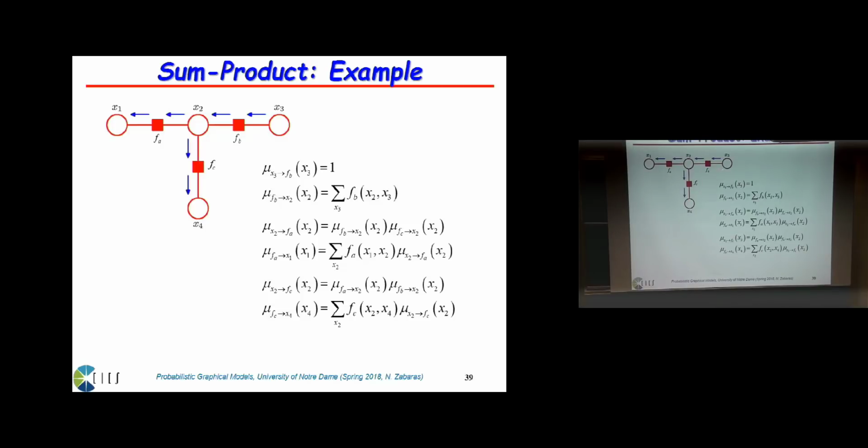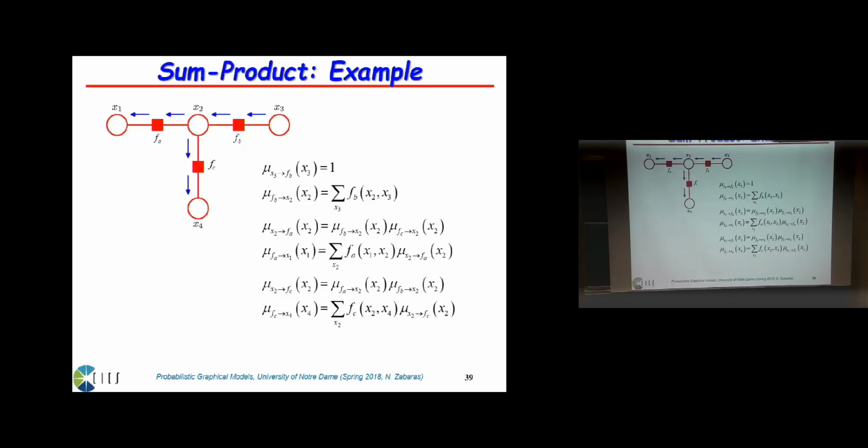So basically, to find this message, we have to multiply the message from FB to X2, and then the message from FC to X2, okay? Then we have to find the message from X2 to FC also, going downwards, right, this message there. So that would be again this incoming message from FB to X2, but also the message from FA to X2 we computed on the previous slide, which is this message, okay?